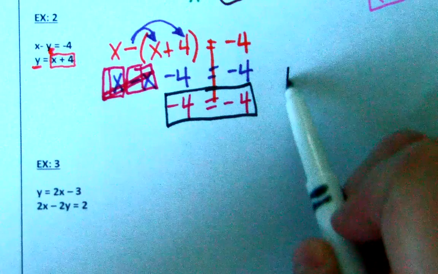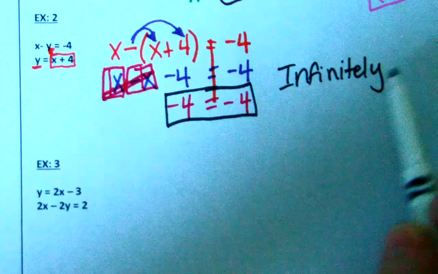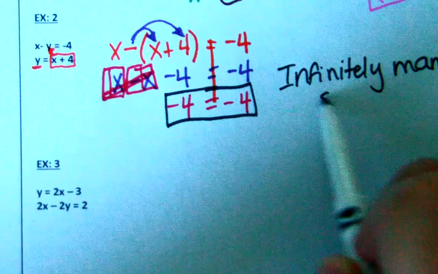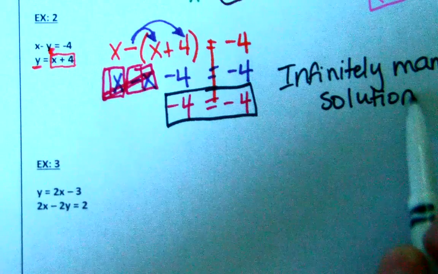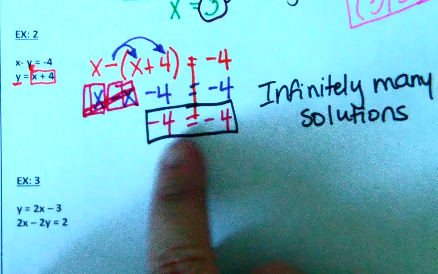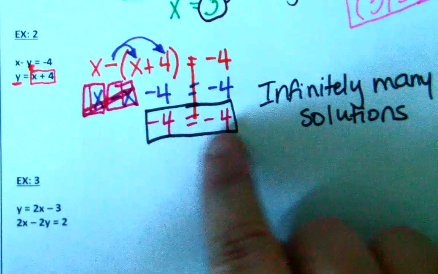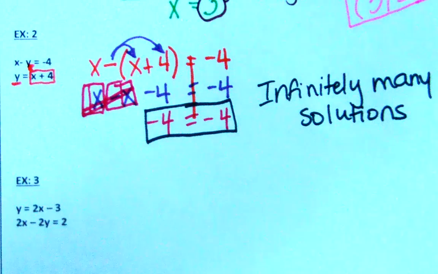my answer is infinitely many solutions. Okay? Because I no longer have an x or a y value when I solve. So since I no longer have an x or a y value, and the numbers equal, then it's infinitely many solutions.